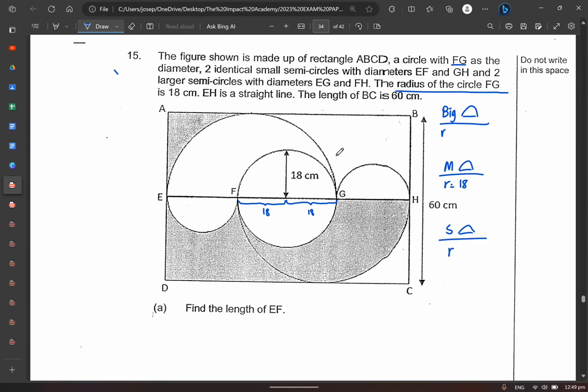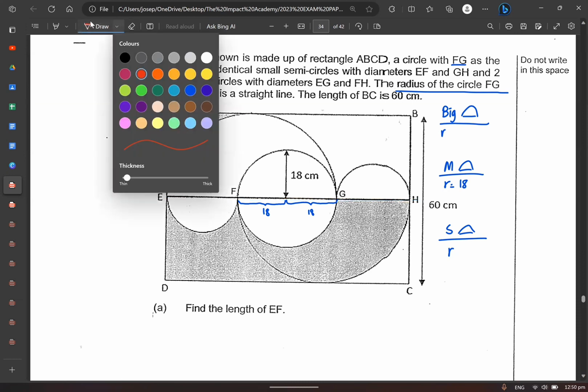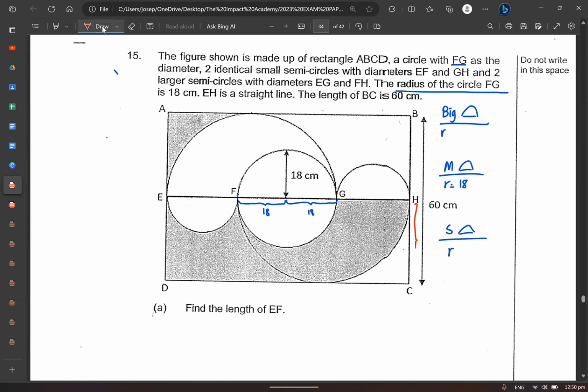Now the length of BC, so where exactly is BC? B to C, the whole thing, is 60 cm. You can see that there is a line over here that cuts the rectangle in half. What does that mean? It means that whatever there is over here is 30, half of 60. So HC is equal to BH, which is 60 divided by 2, and we get 30 cm.